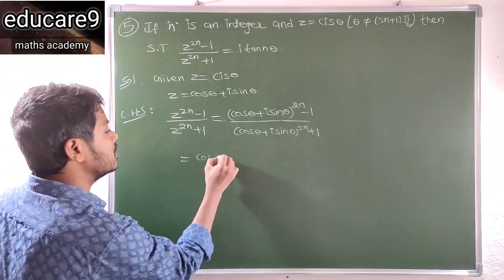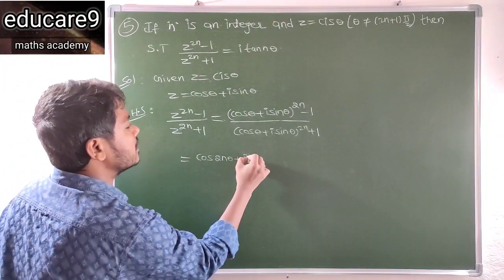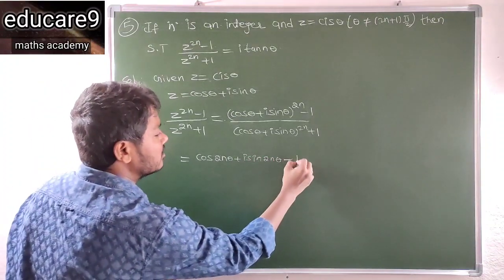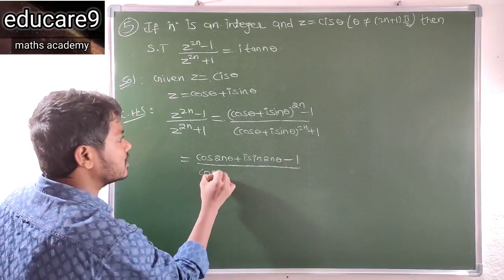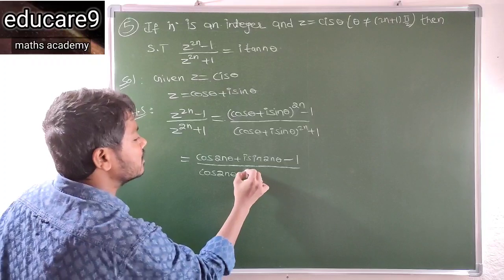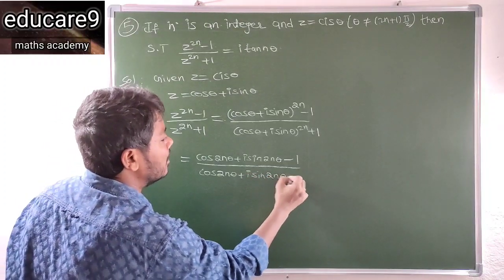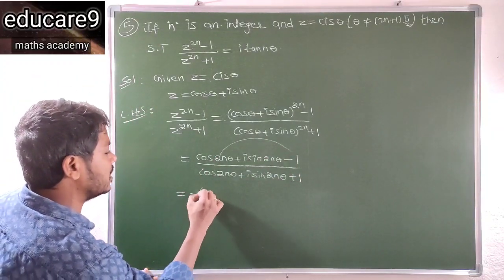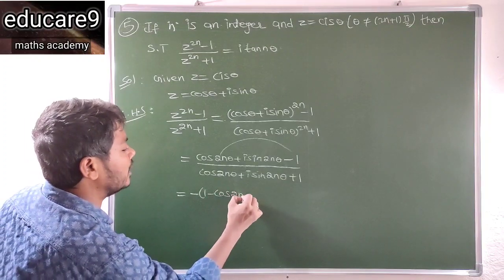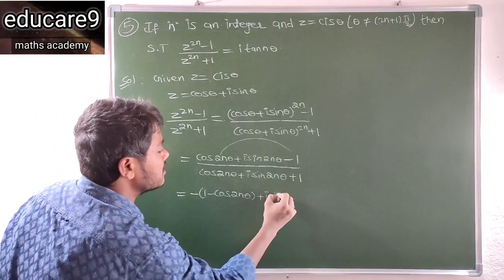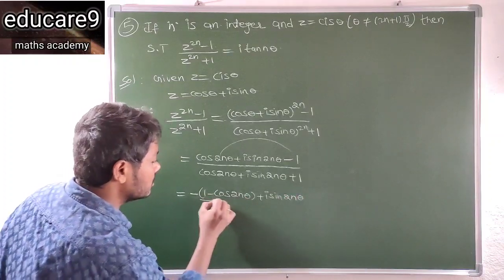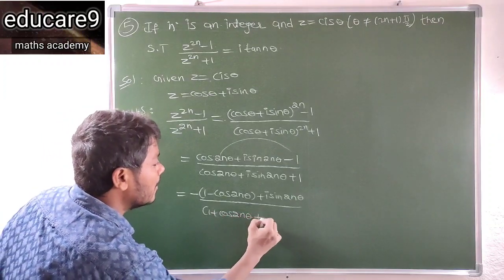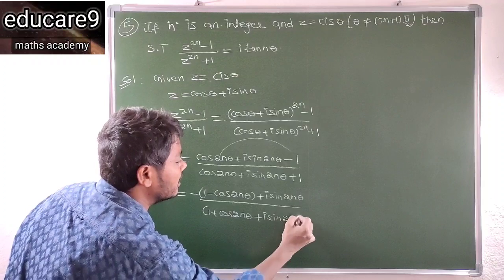So clearly here you have to apply De Moivre's theorem. So that is (cos 2n theta + i sin 2n theta - 1) divided by (cos 2n theta + i sin 2n theta + 1). Now here in the first and last term minus is common, that is minus of (1 - cos 2n theta - i sin 2n theta) divided by (1 + cos 2n theta + i sin 2n theta).